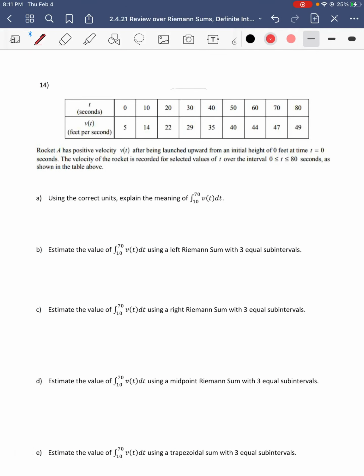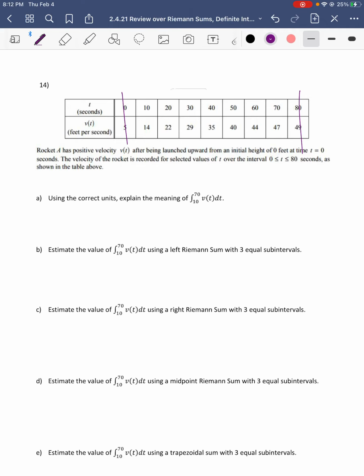Okay, now we're on to Riemann sums. So it's talking about a rocket that has a positive velocity, and the velocity of the rocket is given in this table. So part A says, using the correct units, explain the meaning of the integral from 10 to 70 of the velocity. So if we look here, this table gives us 0 and 80. You don't really need those.